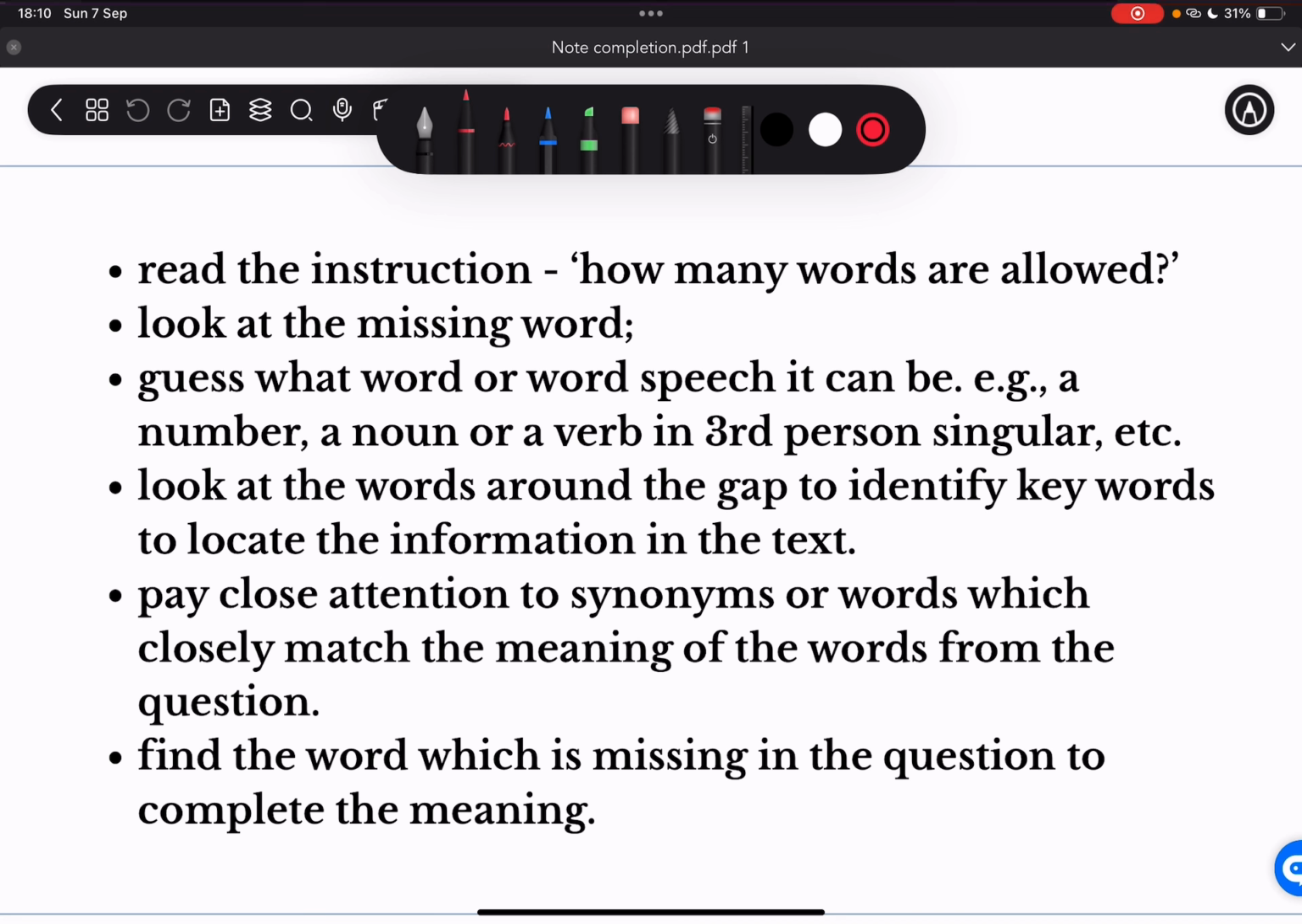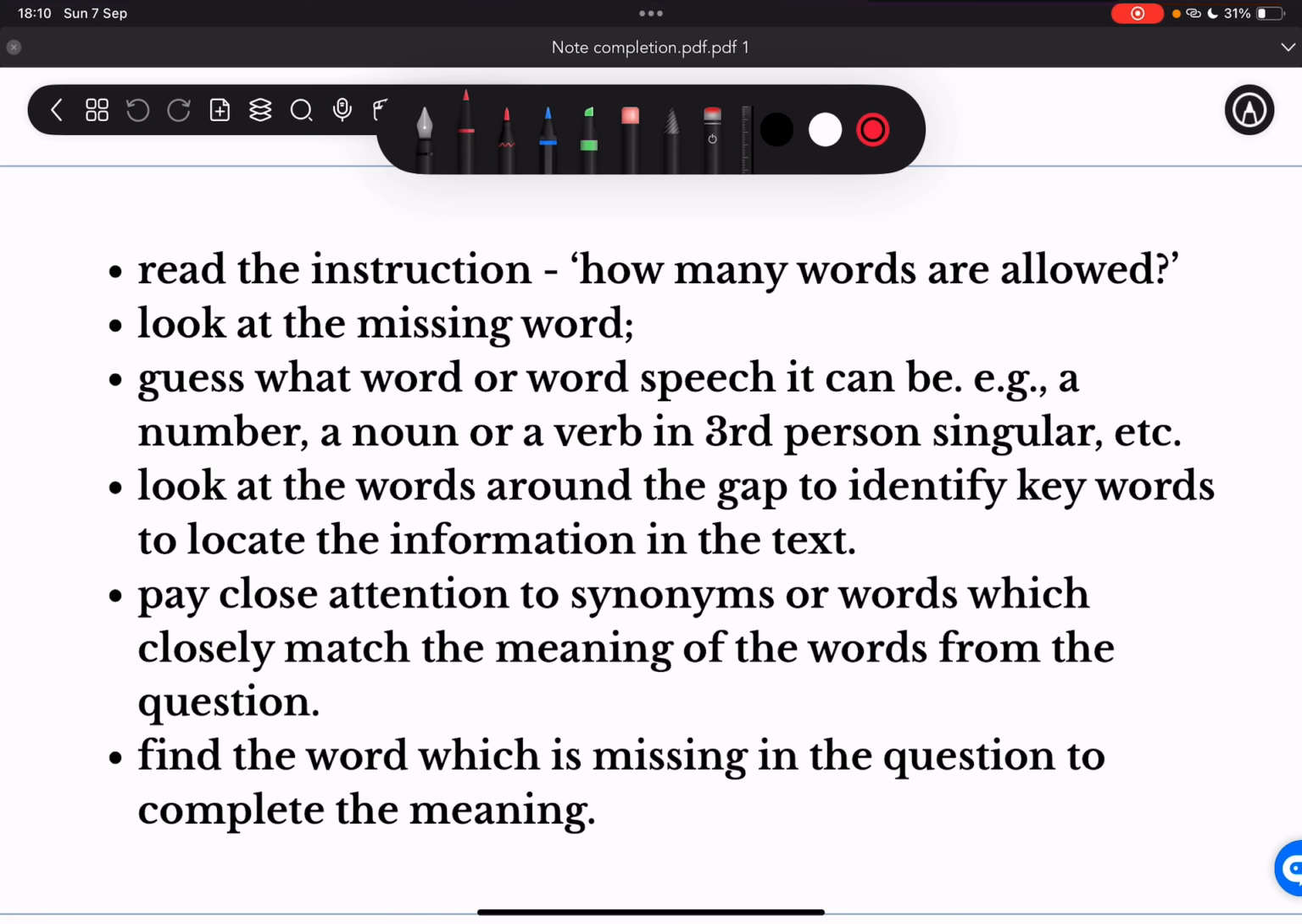Okay? And so you pay close attention to synonyms of words which closely match the meaning of the words from the question. So after identifying keywords, you go to the passage and you skim and scan to find those keywords. Most of the time you might not find those words exactly the way they came to you in the questions. They might be given in a different way because they are paraphrased. That's why you have to be very careful. You have to know about synonyms and different ways of saying the same thing, paraphrasing.